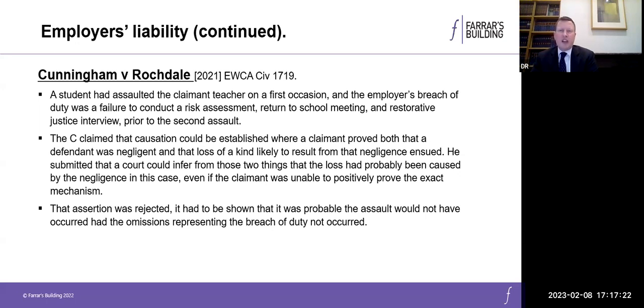In Cunningham and Rochdale, effectively, the claimant claimed that in an assault at work case, particularly in a school scenario, causation can be established where it's proved that the defendant was negligent, that there was some sort of breach, something wasn't done, and the loss of a kind likely to result from that negligence, likelihood of an assault, has then ensued. And the claimant submitted that negligence can be inferred from those two features, and that probability that the loss had been caused by the negligence would be established, even if the claimant couldn't say the precise mechanism, that you didn't do this, which would have prevented that. But that argument was rejected. The ordinary rules of causation will apply in those circumstances.